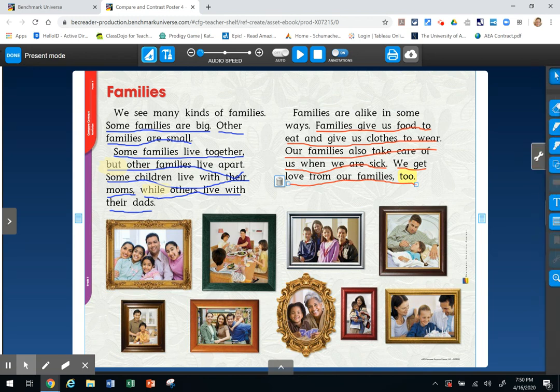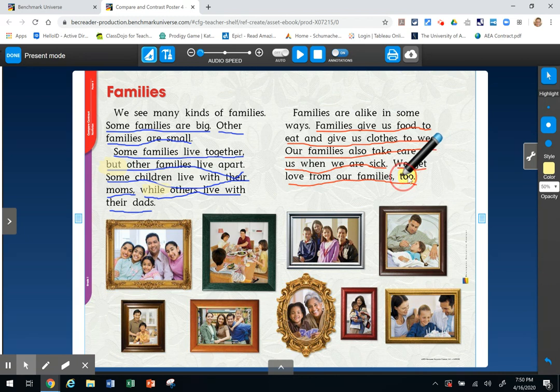And then I know it's already highlighted, but this word too, remember that was a signal word that we learned earlier. That word too, T-O-O, is a signal word that tells us that they are either comparing or contrasting, all right? Okay, so now that we've read some similarities and some differences among families, I want you guys to go ahead and take that 4-question quiz.